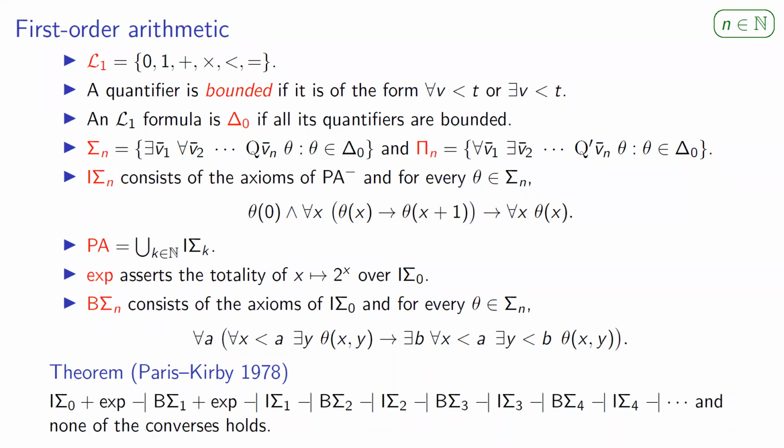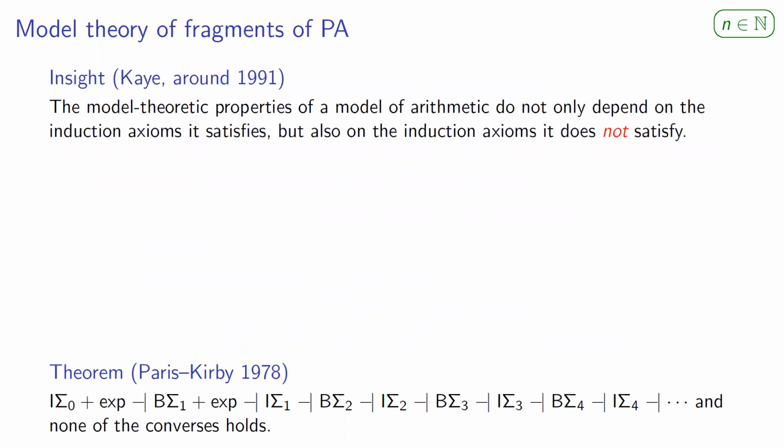As a model theorist, when I say I want to understand these theories, I want to understand the models of these theories. So one insight that Kay put forward at around 1991 is that if we want to understand the model theoretic properties of these models, then we don't just look at what induction axioms these models satisfy, but we also want to see what induction axioms the models do not satisfy. Traditionally, it is not done this way.